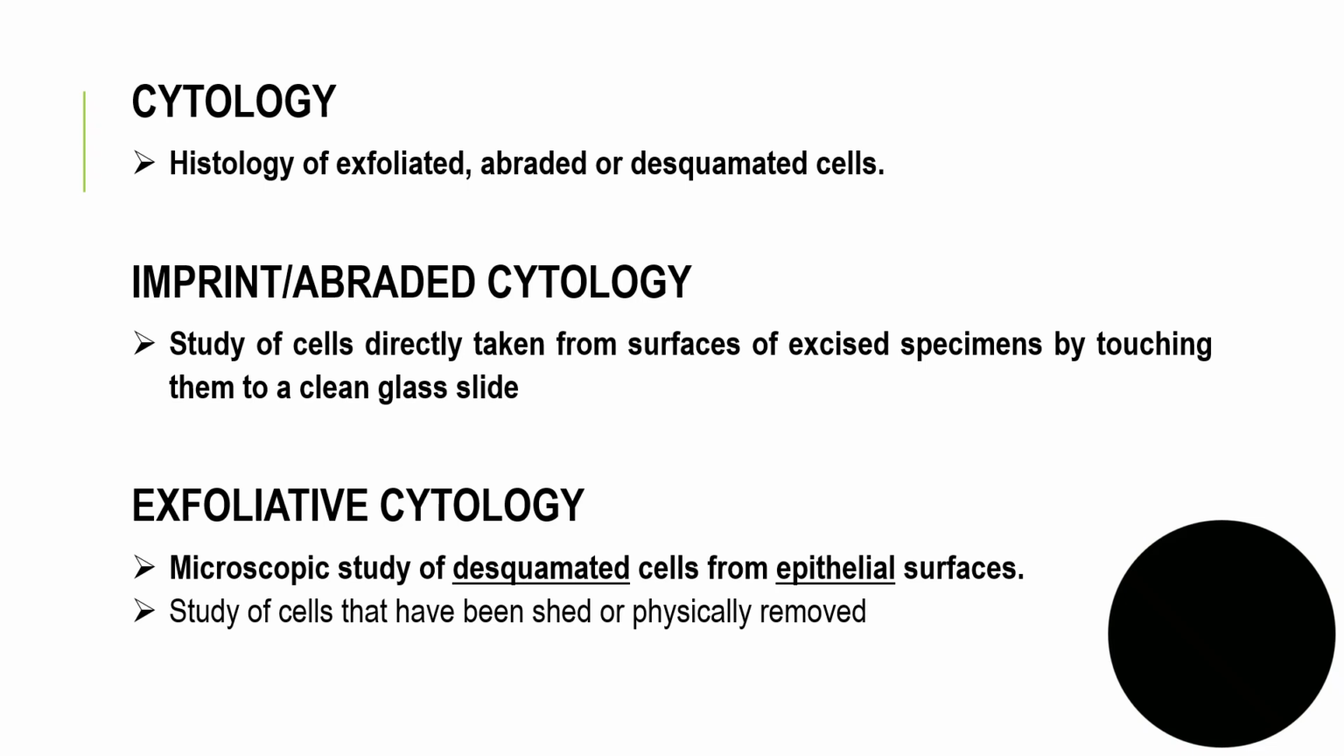This technique involves studying cells that are directly taken from the surfaces of excised or surgical specimens by simply touching or pressing those specimens onto a clean glass slide. You are literally making a stamp or imprint of the tissue. This is very useful intraoperatively because you get results quickly.